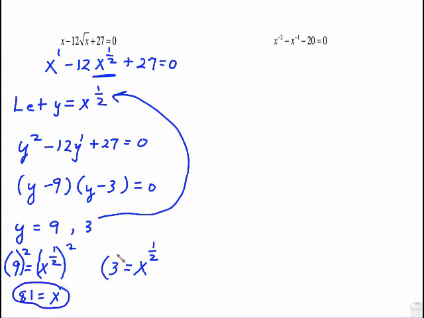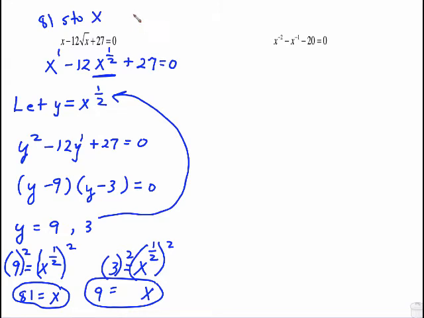And same deal here, square both sides. This gives me x equals 9. And same thing with the checking. You can do 81 stow as x, and then type in exactly what you see right there: x minus 12 radical x plus 27, and it will come out to be 0. So both of those do check.